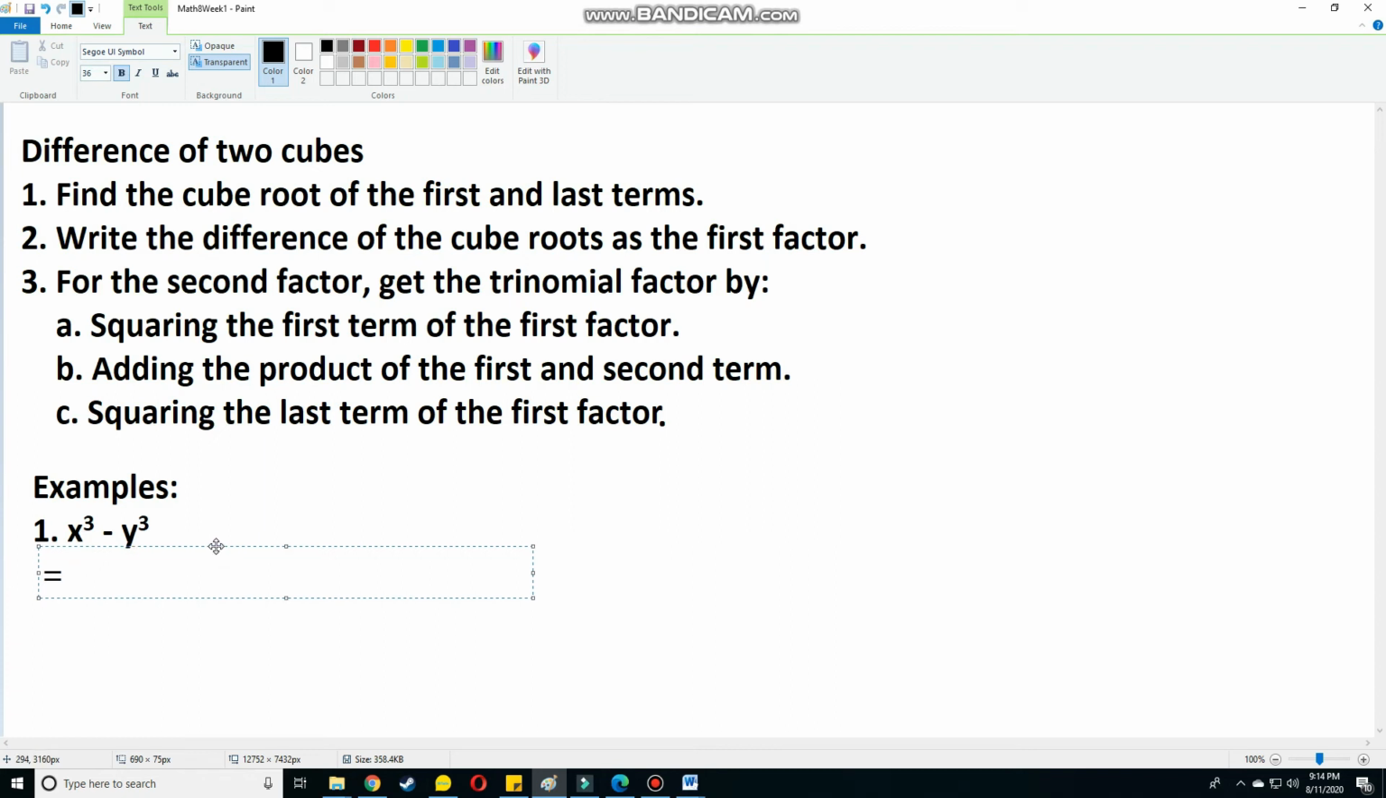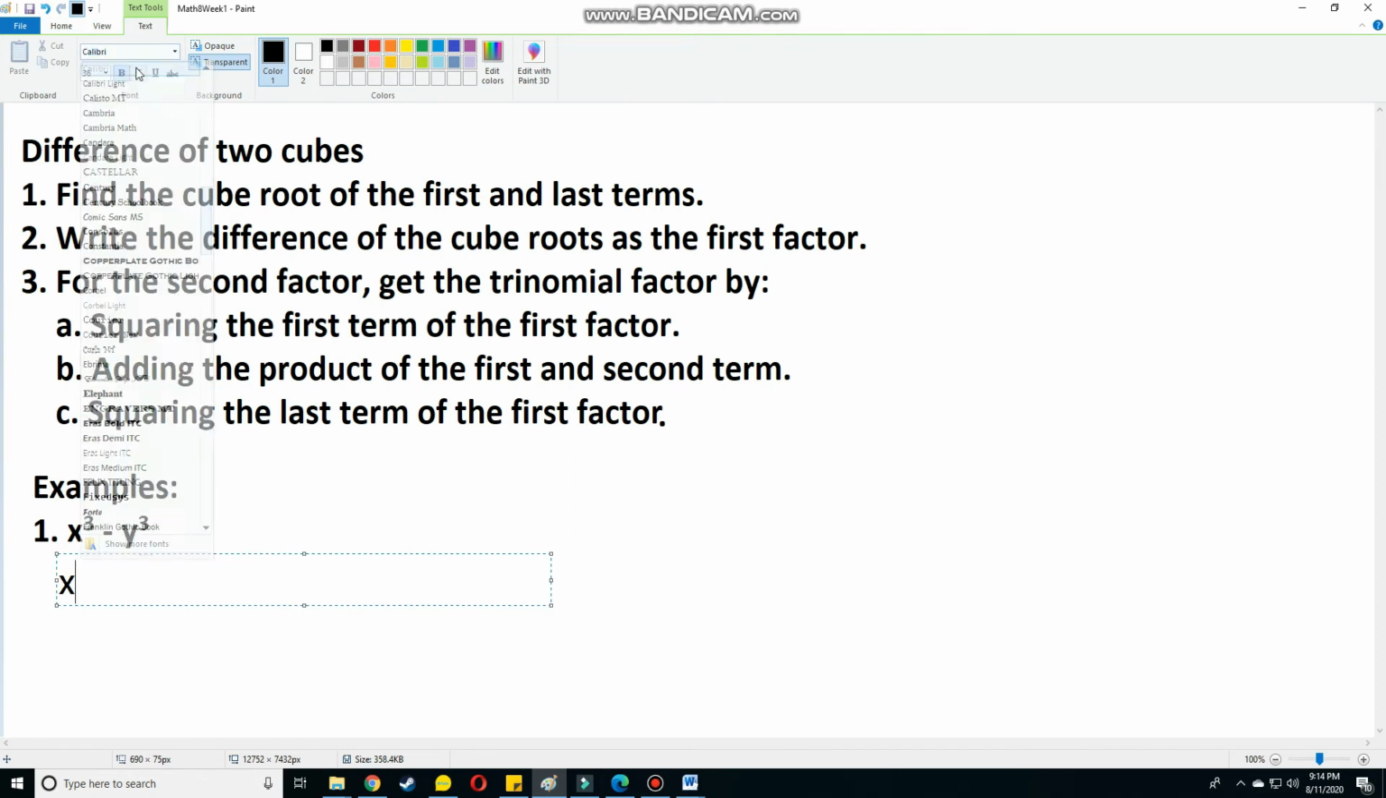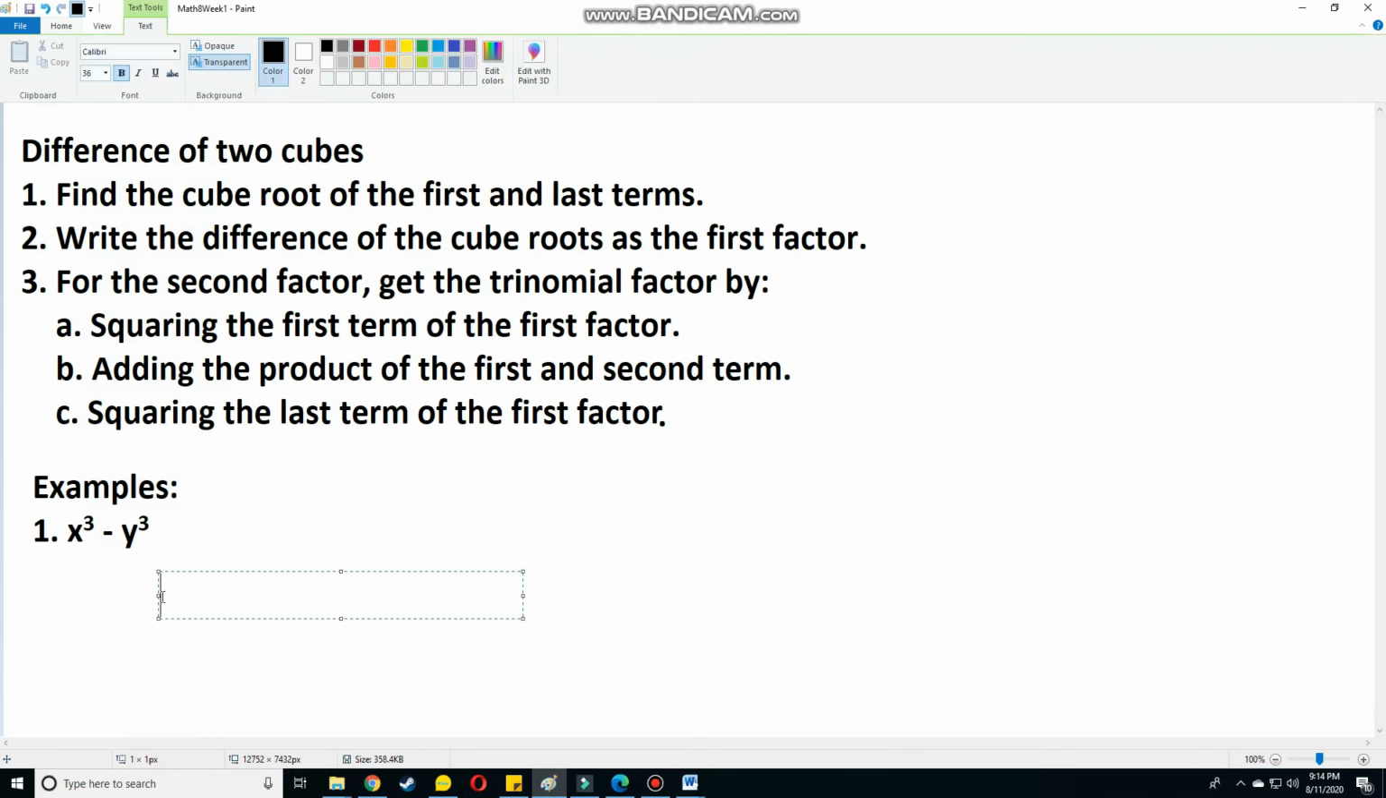First step, find the cube root of the first and last term. It's quite the same as with our sum of two cubes. So the first step is for us to find the cube root. So the cube root of the first term, which is x cubed, is x, and the cube root of the second term, which is y cubed, would also be y.